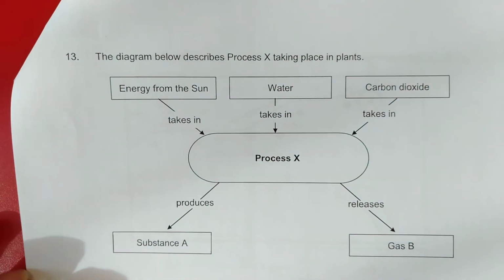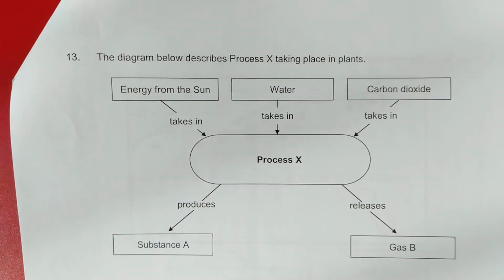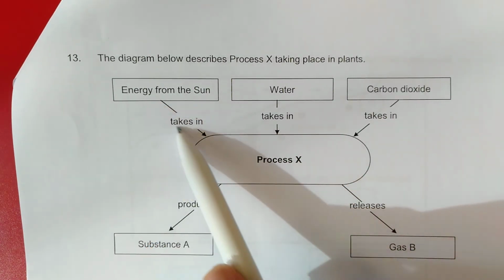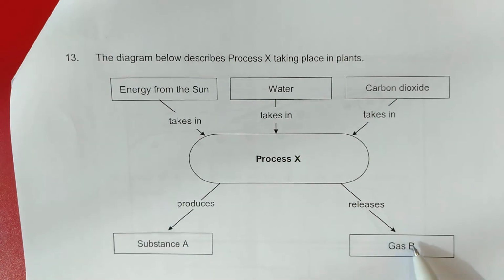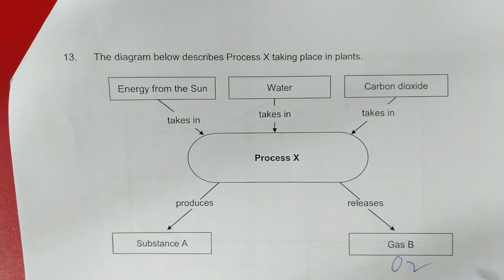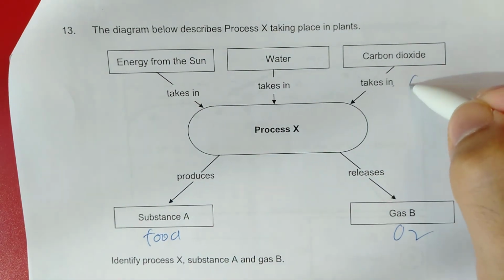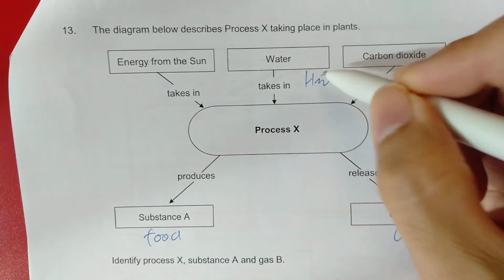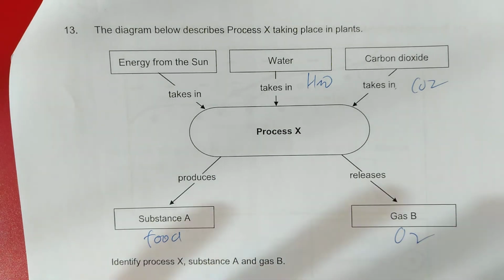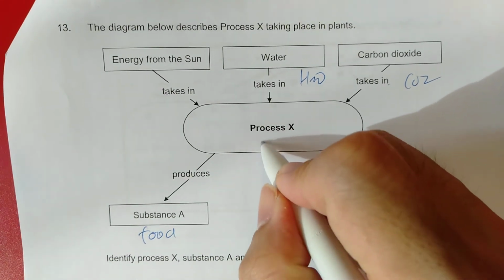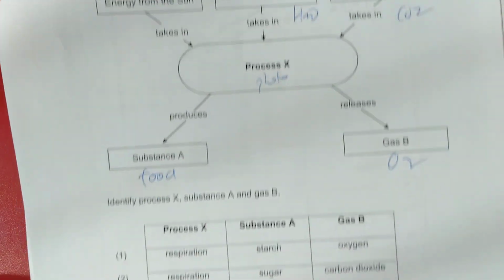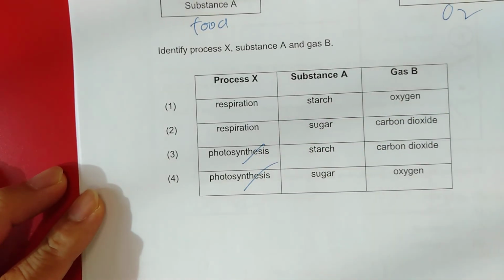Question 13 now. Diagram below describes the process X taking place in plants. So what is happening in the plant? It takes energy from the sun and produces two substances. This one releases oxygen and produces food, taking in carbon dioxide, CO2, and water. Remember, this one is just like the photosynthesis experiment. This is definitely photosynthesis. So process X is photosynthesis.